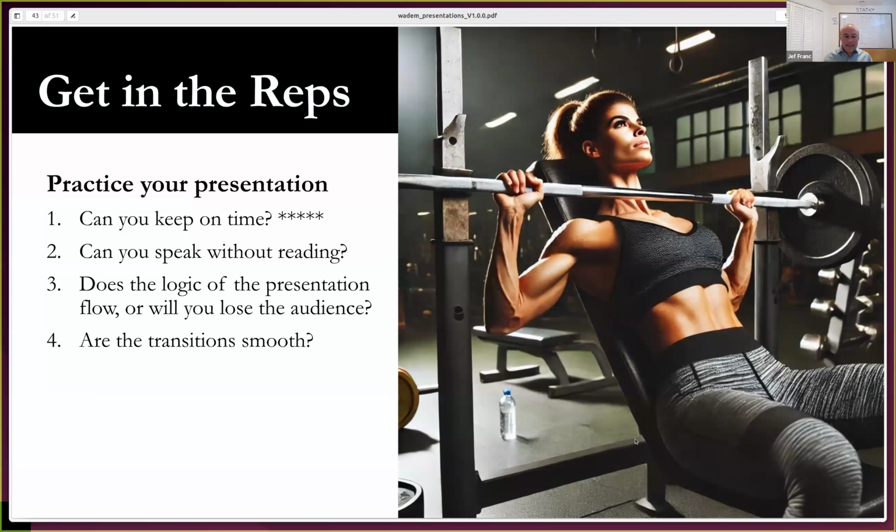When you do your practice runs, does the logic of the presentation flow or will you lose people? And particularly, this is where you want to pay really important attention to that transition from one slide to the next. Sometimes there's that big jump from the introduction to the methods. And in between, people are like, okay, you gave us a background of why triage is important, and now you're randomizing people, but I don't understand why. So really step back and look, do the transitions between your introduction, methods, results, and conclusions all follow smoothly from one another?